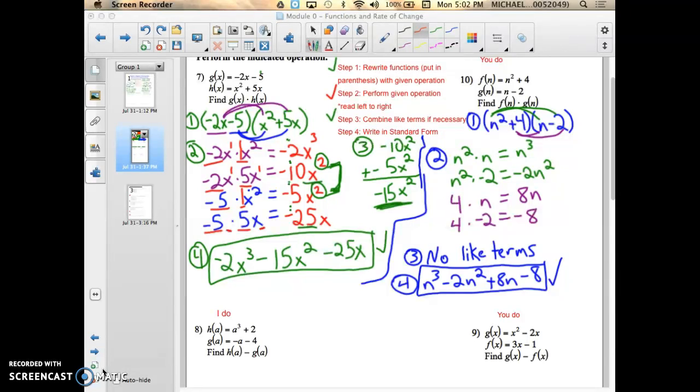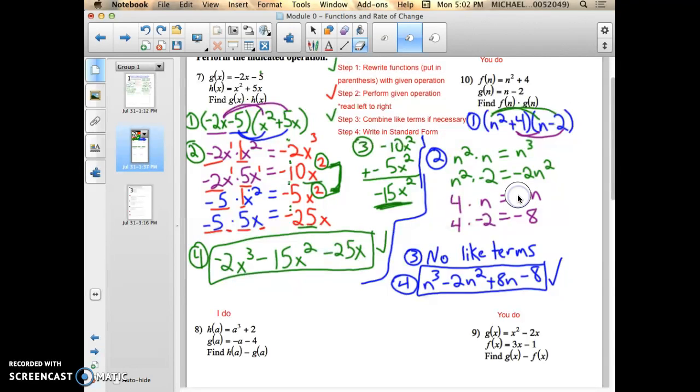First step is I wrote it out, just like I did in step 1 over there. Step 2 is I did the actual distribution. I multiplied everything. First term times first term, n squared times n is an n cubed. First term times second term, n squared times -2 is -2n squared. Then second term times first term, which I wrote in purple, 4 times n is, I'm sorry, not 8n, it is 4n. And then finally, second term times second term, 4 times -2 is a -8.